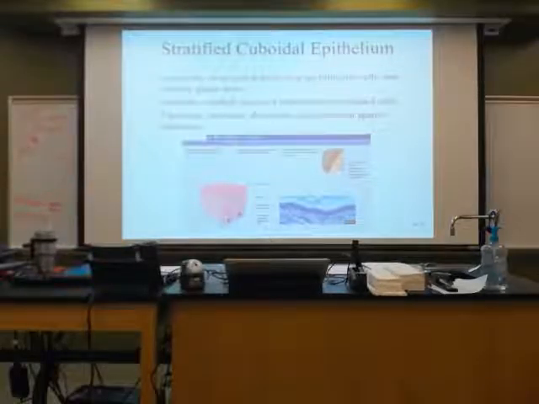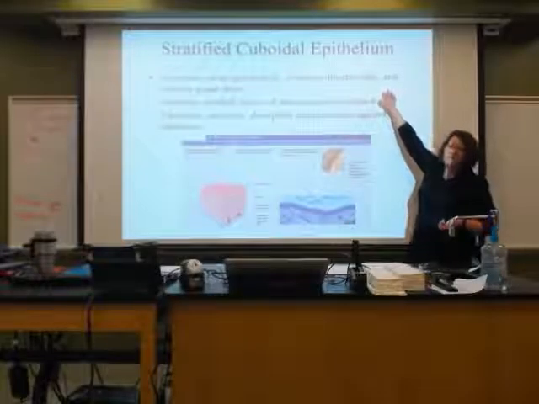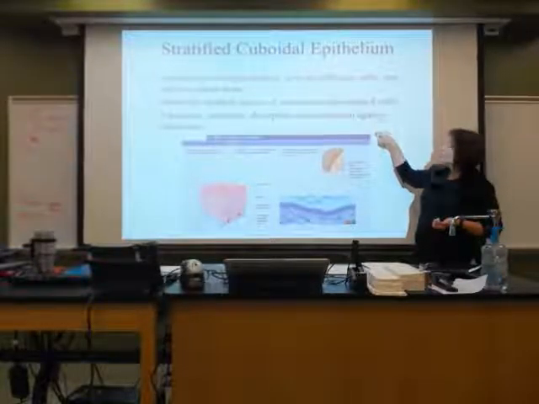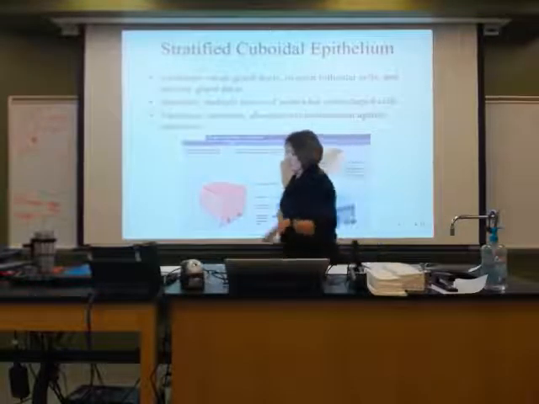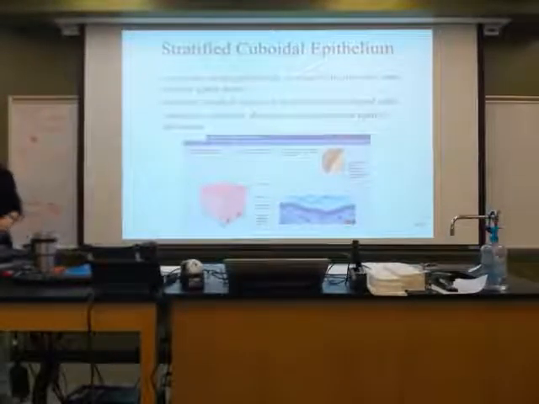This stratified cuboidal, once again, looks like several layers of cubes. Sweat gland ducts, ovarian follicular cells, the ovarian follicles, eggs, okay? Salivary glands, kind of cool. We get the multiple layers. Their job: secretion, think about the salivary glands, absorption and protection. For example, the sweat glands.